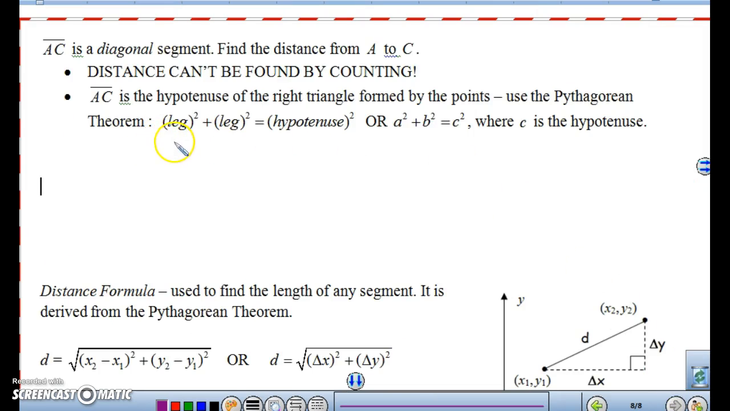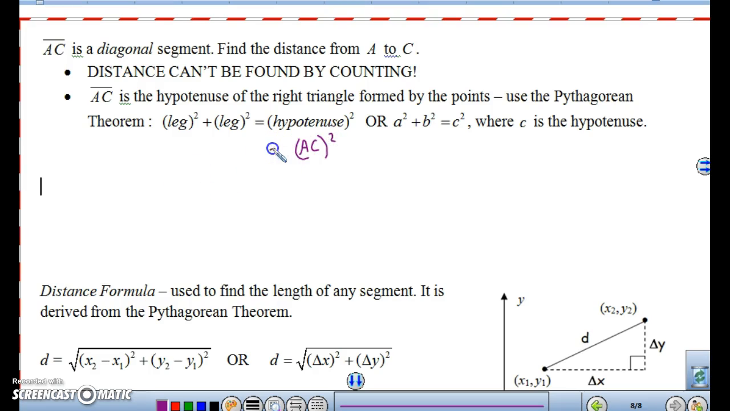The Pythagorean theorem is leg squared plus leg squared equals hypotenuse squared. You may also see it as a squared plus b squared equals c squared, where c is the hypotenuse. Remember, when you're using the Pythagorean theorem, the hypotenuse has to go over here. It doesn't really matter which leg is which, but the hypotenuse has to be there. The hypotenuse is across from the right angle. So, if we are looking for the length of AC, AC is my hypotenuse, that's what I'm looking for.